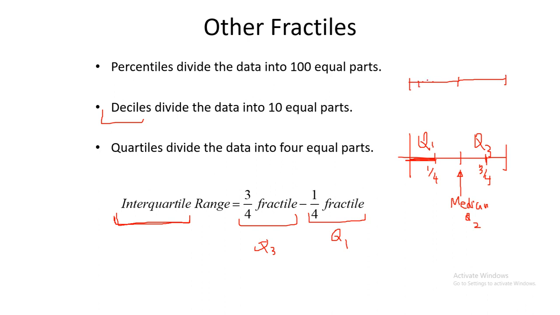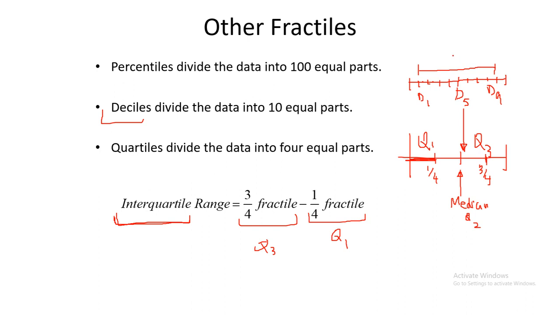1, 2, 3, 4, 5, 6, 7, 8, 9, 10. Okay, so the middlemost will be D5, which is also the median. This can be written as D1. This can be written as D9 because you divide it into 10 parts. Each part will have its name. From D1 to D9 are your deciles. And if you take the difference between D1 and D9, it will give you the interdecile range.